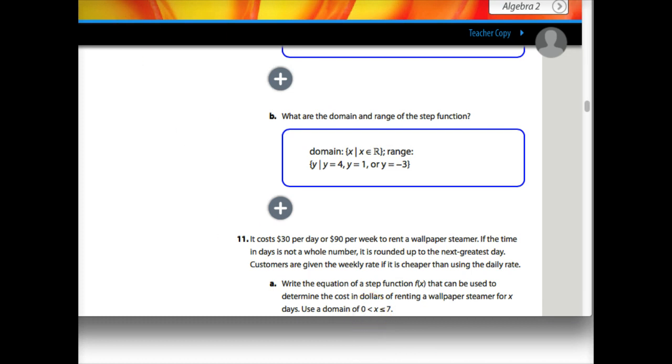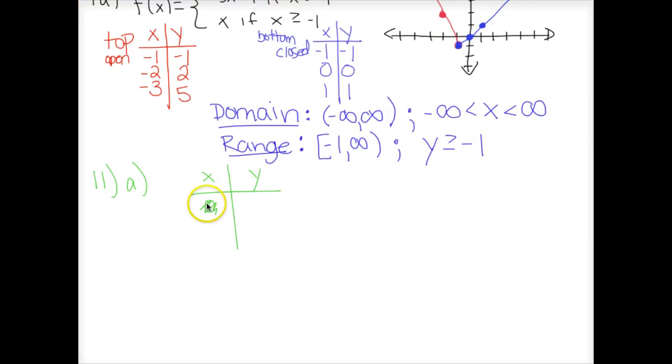Because you can't rent something for 0 days. You're either renting it or you're not. So that was my first thought, is 0 isn't included. So then I said, okay, if I rent it 1 day, then it says it's $30 per day. So that's going to be 30.